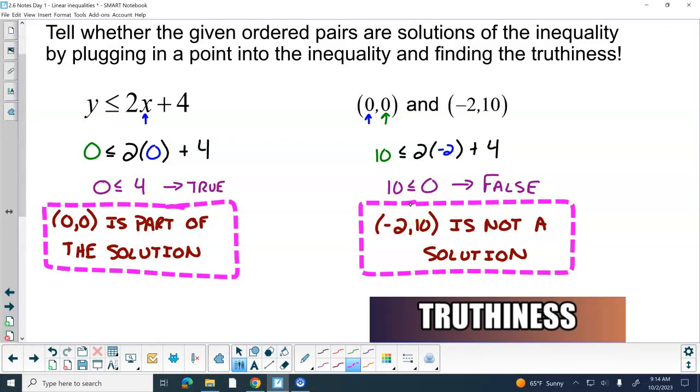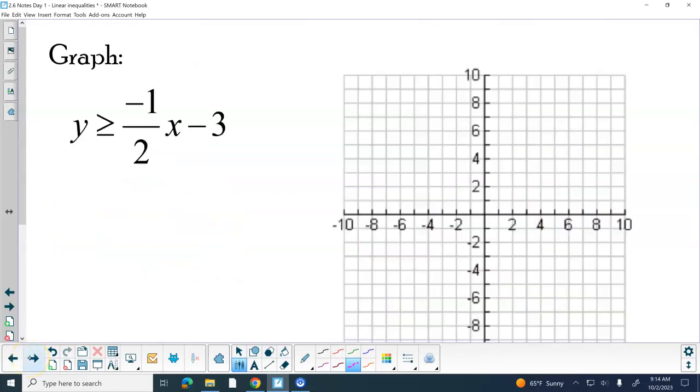Right. Let's get into it. Let's graph. Here we go. I want to graph the solution set to y is greater than or equal to -1/2 x minus 3. So the first thing that I'm going to do is treat this like y equals -1/2 x minus 3. What can you tell me about y equals -1/2 x minus 3?